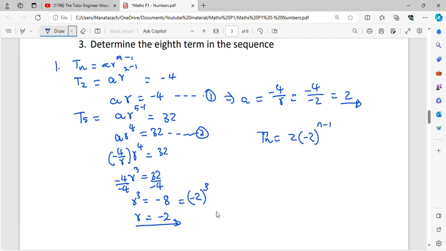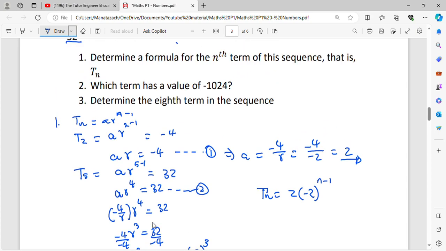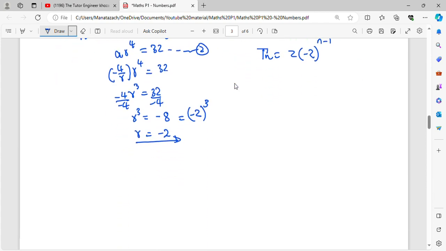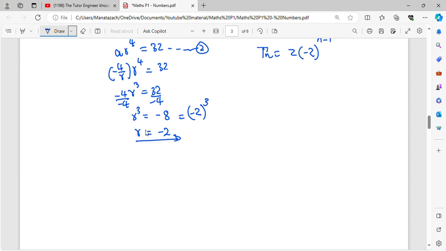Let's go to the second question. It says which term has a value of -1024. Okay, so let's write here question 2. So which term has the value of -1024? Remember, this is our general formula, so we'll equate it to -1024, and then we calculate for n. That will give us the term.